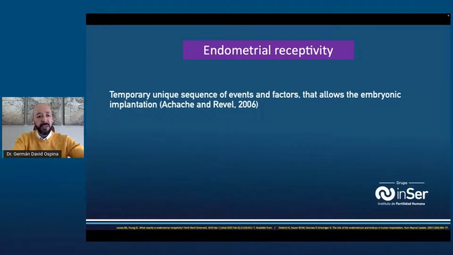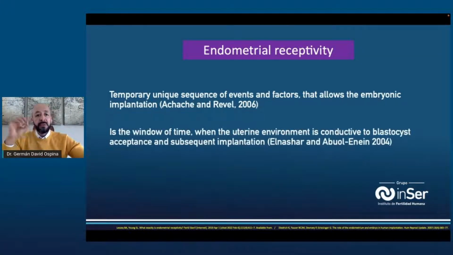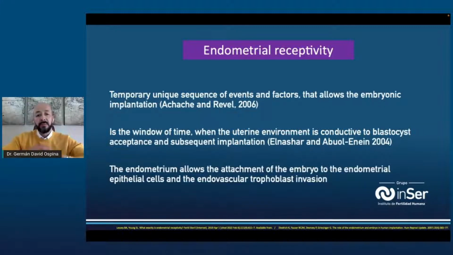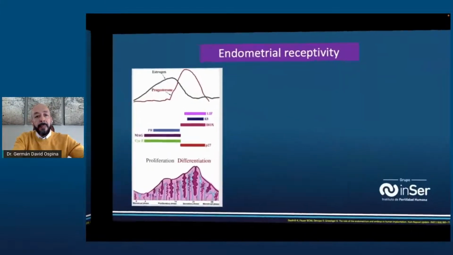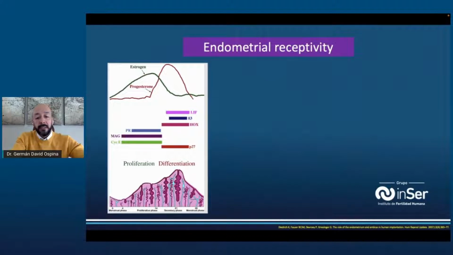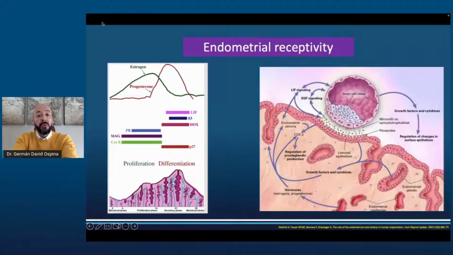We know that from many years ago, but also this receptivity is a little window of time when the uterine environment is conducive to blastocyst acceptance and subsequent implantation. The endometrium allows the attachment of the embryo to the endometrial epithelial cells and the endovascular trophoblast invasion. Okay, all of this process needs the action of the hormones. The main hormones that are involved in this process are estrogens and progesterone. In the first part of the cycle, the estrogens are rising and proliferating the endometrium. And after that, the progesterone will open the window of implantation.